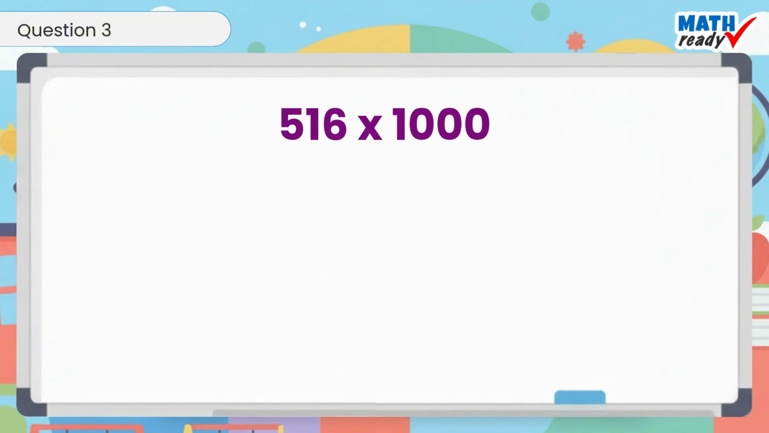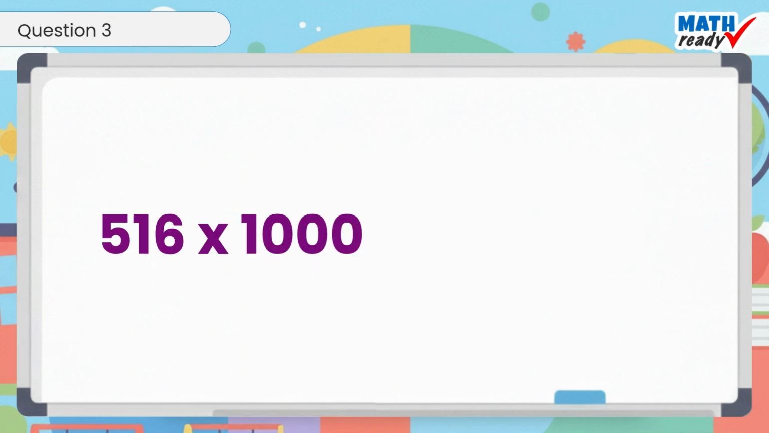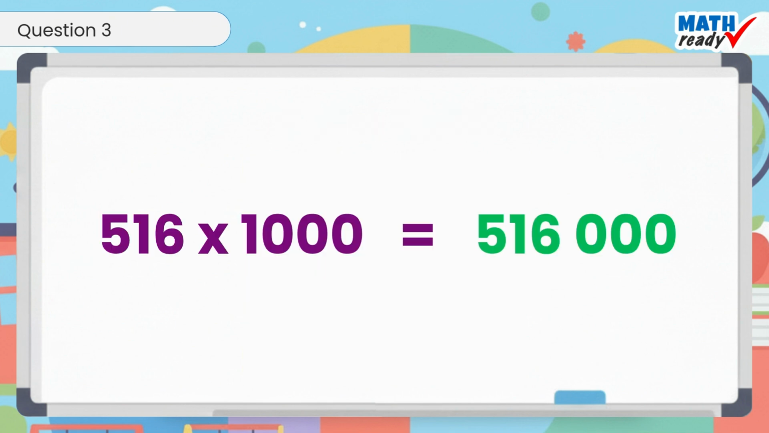Now for the third example. 516 times 1,000. This number has 3 digits. All digits move 3 places to the left, and the hundreds, tens, and ones get replaced with zeros. So the answer is 516,000.